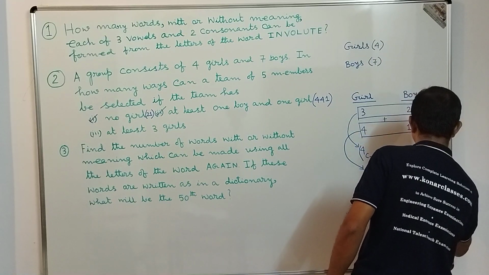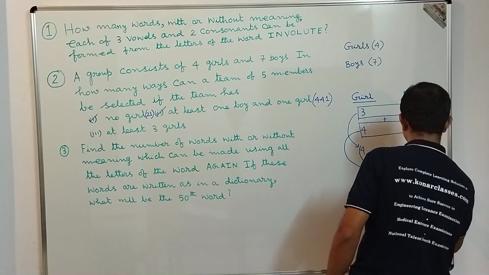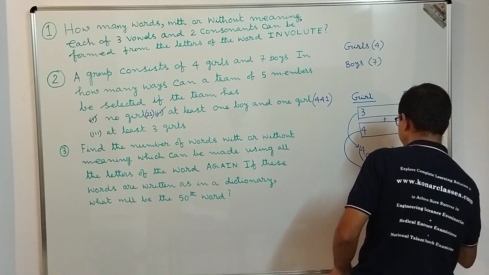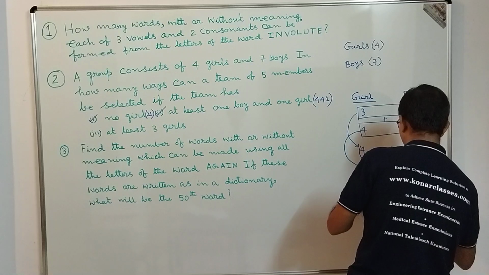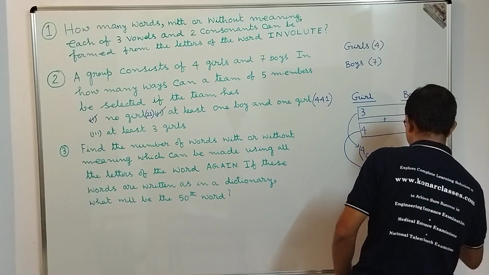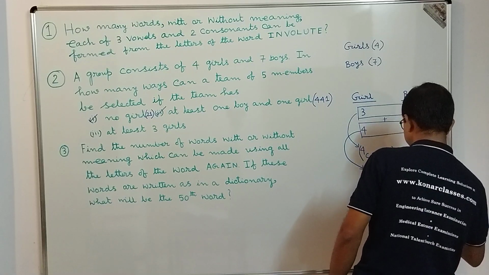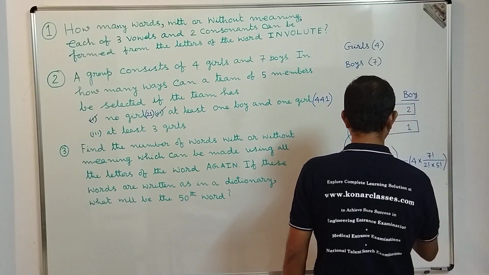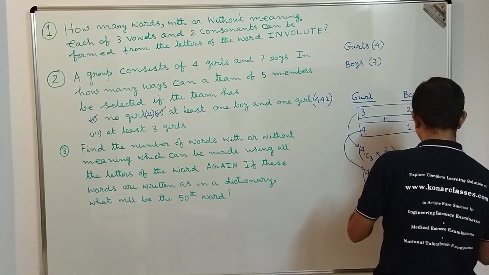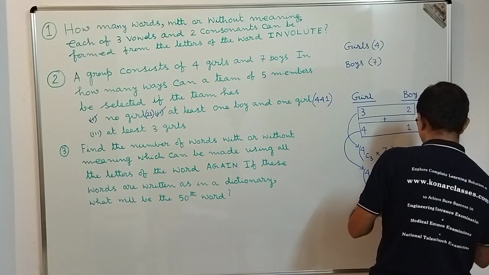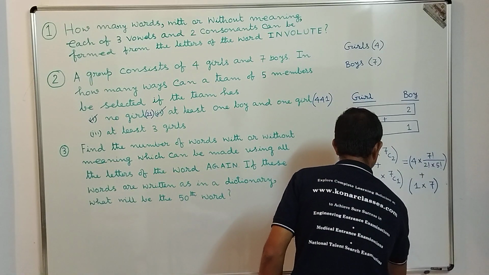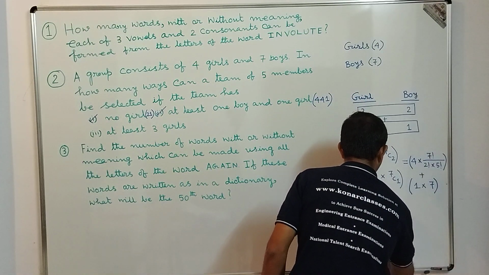Factorial 7 divided by factorial 2 into factorial 5. Okay, this value plus what is the value we are getting? 4c4 is 1, into 7c1, that is also 1. Okay, factorial 7c1, so 7c1 will be 7, that is factorial 7 by factorial 1 into factorial 6. So what is the value we are going to get here? So the value, let's compute.